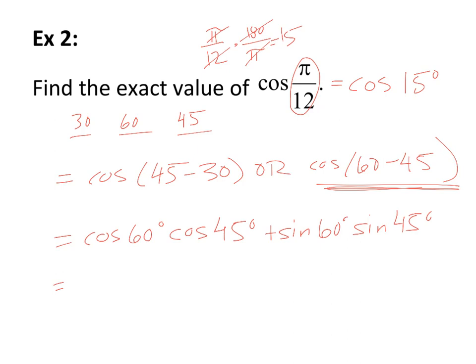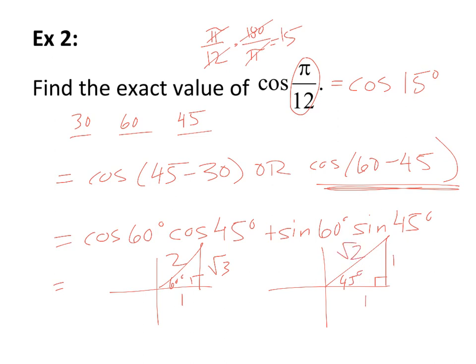All right, and creating my triangles here. Let's see, I have 60 degrees as my rotation, so that's 1, that's square root of 3, and that's 2. And then I have 45 degrees, 1, 1, square root of 2. All right, now opposite, adjacent, hypotenuse, opposite, adjacent, hypotenuse.